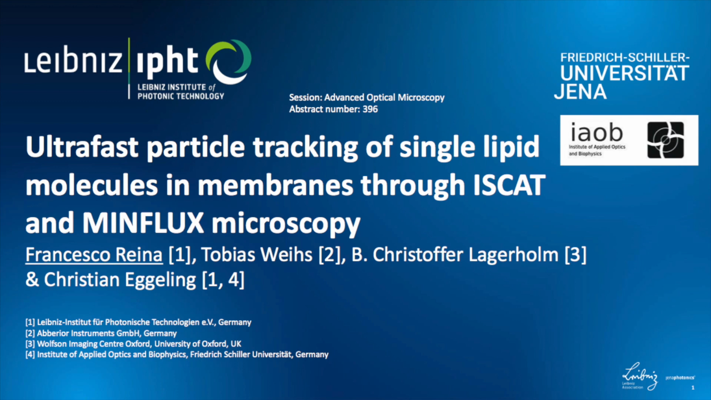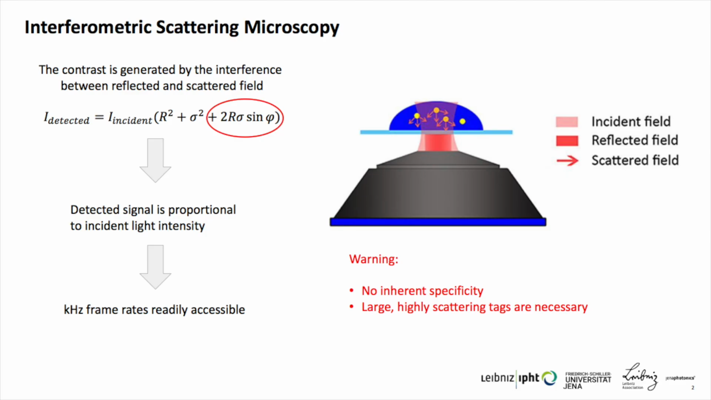In this work, we employed interferometric scattering microscopy, or ISCAT for short, as our technique to investigate lipid diffusion on the plasma membrane. In ISCAT microscopy, the contrast is generated by interference between reflected and scattered field, which means that the signal we detect is directly proportional to the incident light intensity, making high-speed tracking possible. However, large scattering tags are necessary in the majority of cases.